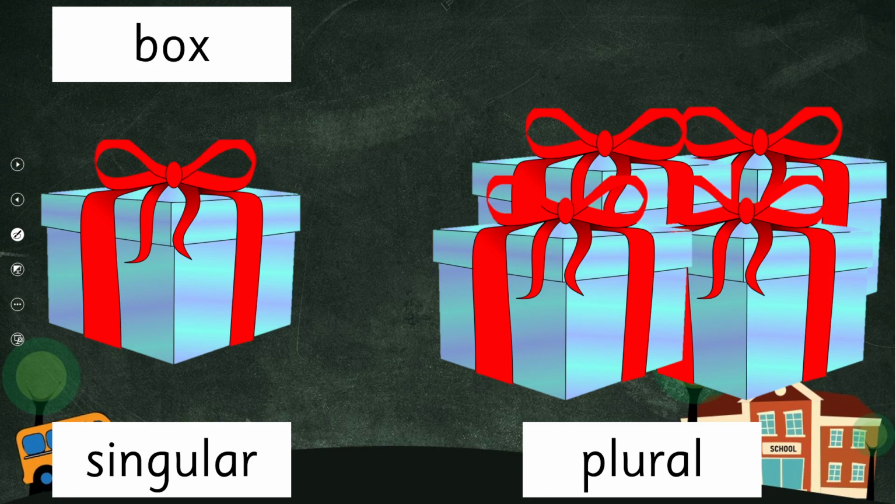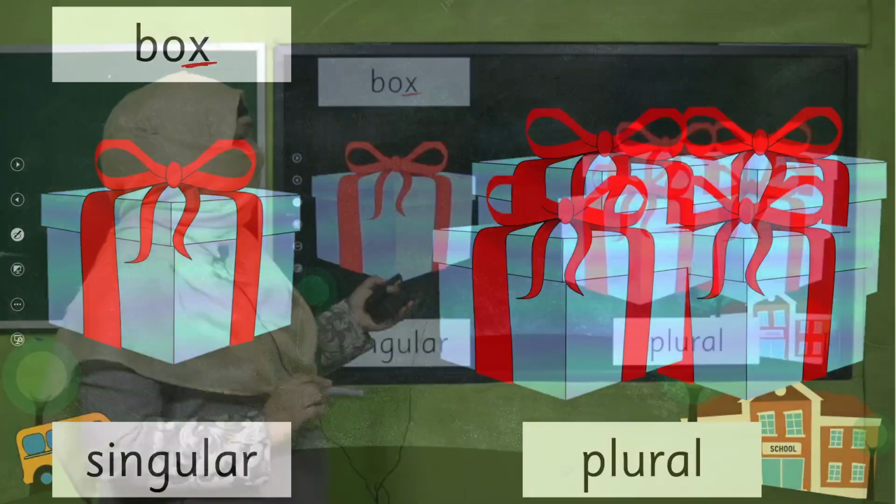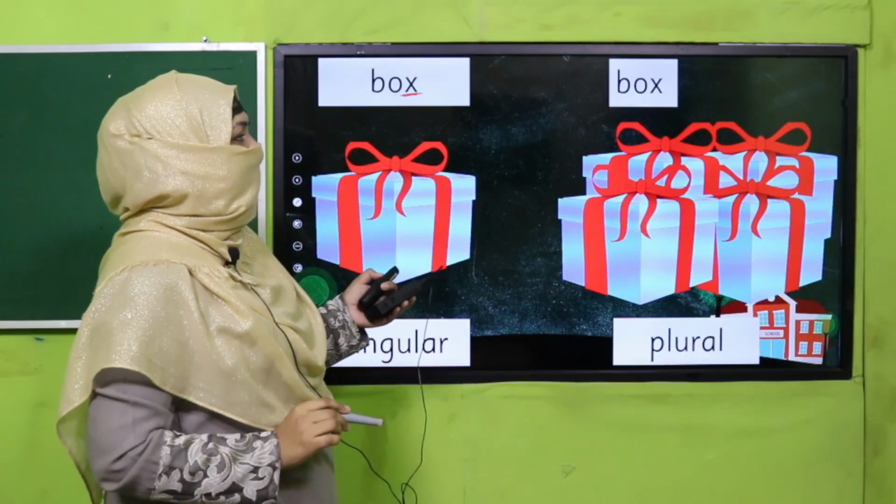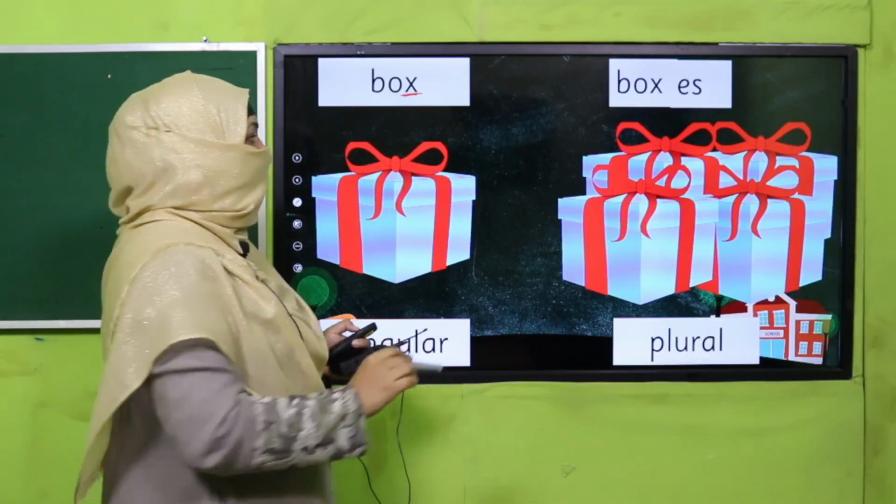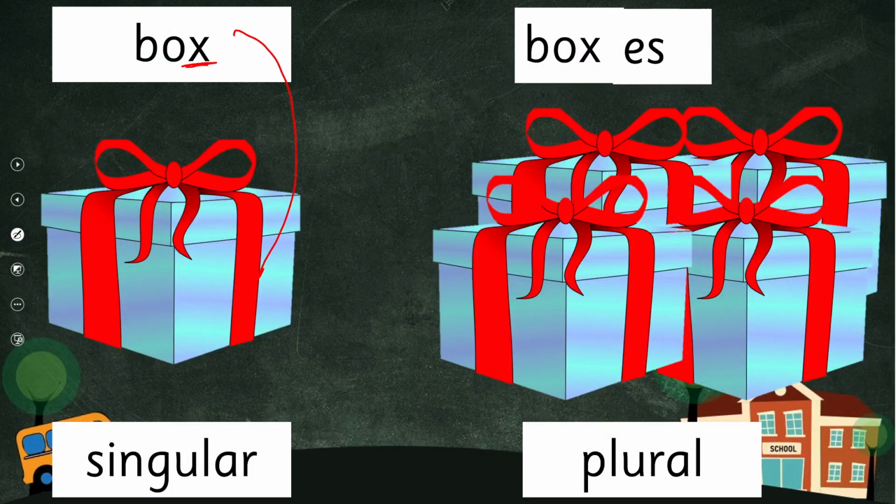Look at this. Box, because it's ending in x and we know to make it plural, how do we do it? We add es. Boxes. Box, one, singular noun. Boxes, more than one, plural noun. And what have we done? We have added es at the end of the noun. Box, es, boxes. Right?